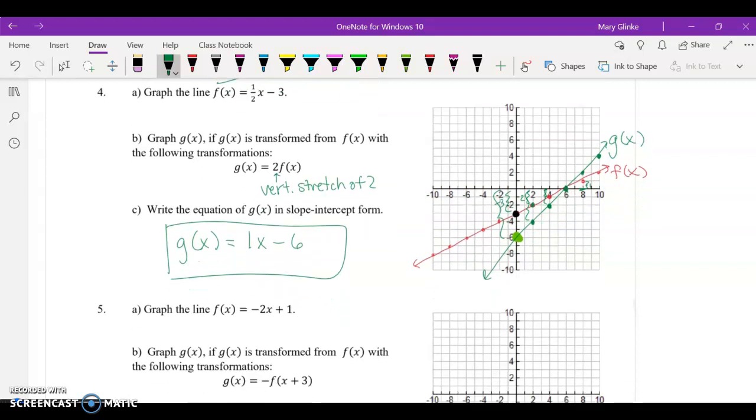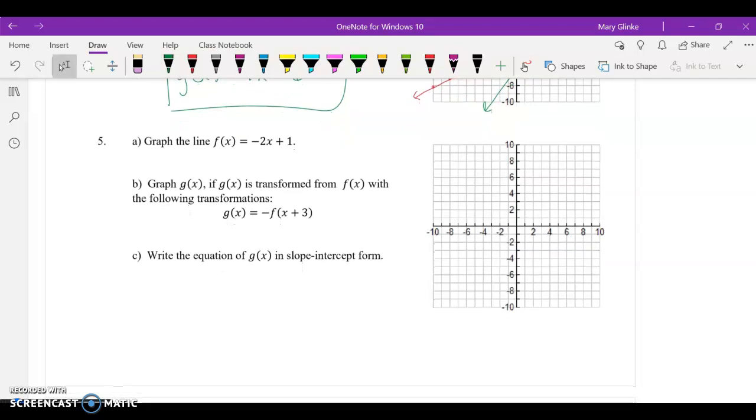Let's go ahead and try another one here. So let's graph our original function. My y-intercept is 1. My slope is negative 2. So down 2, right 1. You can go ahead and connect that line and call it f of x.